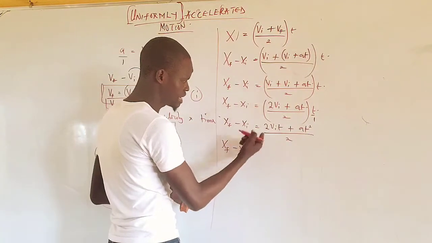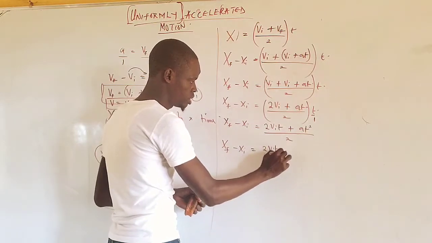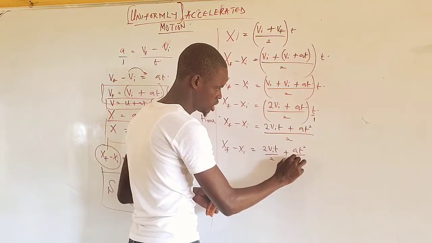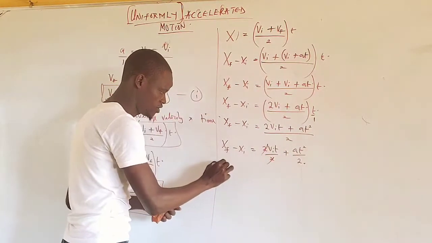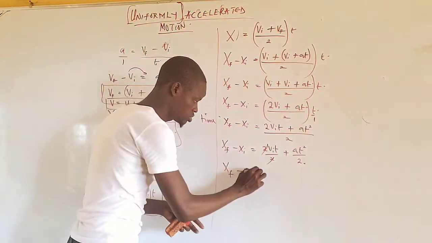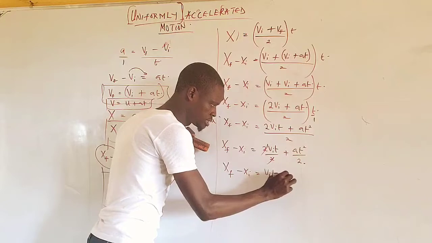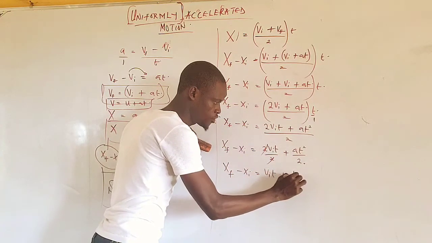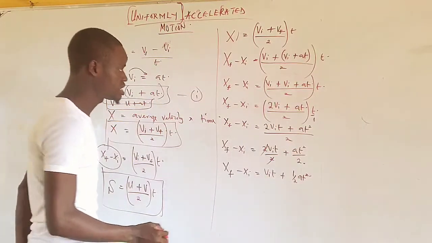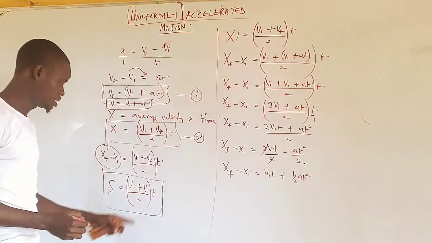I can easily separate this as 2vit over 2 plus at squared over 2. So to cancel this, I'll be having sf minus si, final position minus initial position, equals vit plus, I can easily write this one as, half at squared. This is my equation of motion. This is my third equation of motion. If this is my second equation, altogether, this is also my second equation.